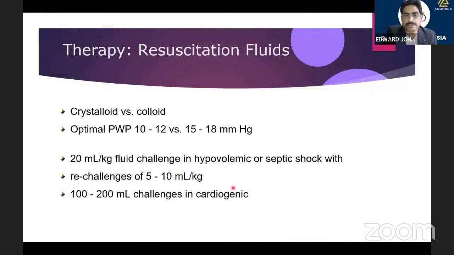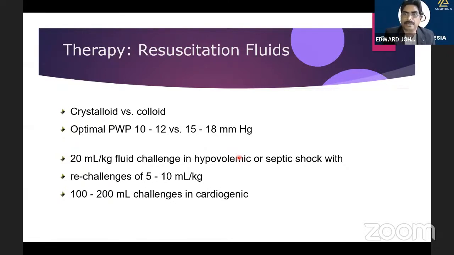But these fluid challenges, nowadays they are not following. Do you know why? Because only 50% of the patients improve after the fluid challenge. So that means 50% of the patients have some problem other than fluid, that is cardiogenic shock, or it may be a vascular failure. So for these 50% of patients who are not improving after the fluid challenge, this fluid challenge will be detrimental to the patients. So they are avoiding the fluid challenge.